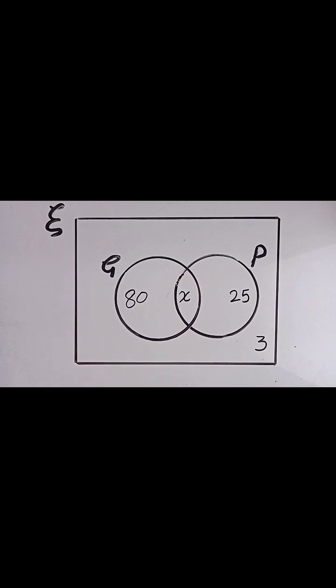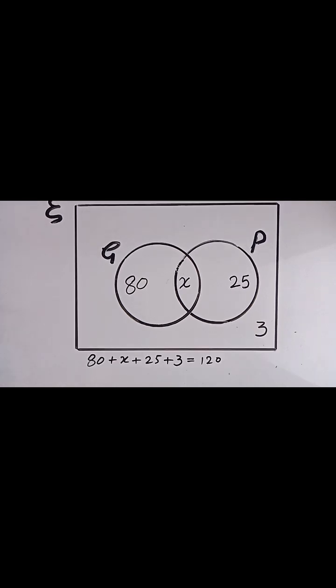अब देखिए, sum of all these should be equal to 120. Why? Because this is the situation discussed with us. Out of 120 total number of the pupils. अब जो यूनिवर्सल सेट के अंदर मौजूद हैं उन तमाम को हम ऐड अप करें तो these should result equal to 120. So 80 plus x plus 25 plus 3 equal to 120.